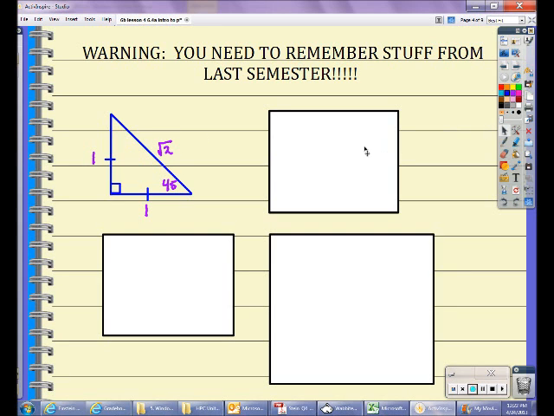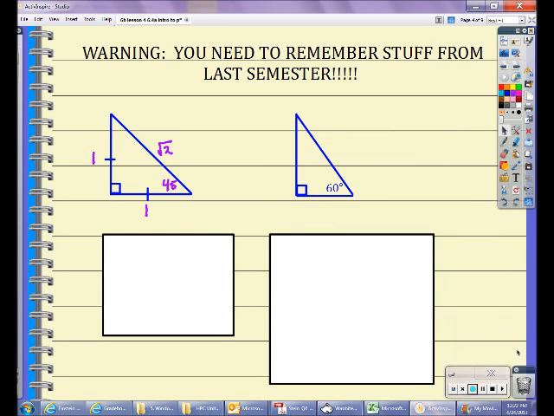You can do the same thing with a 30, 60, 90 triangle. Remember that across from your smallest angle, 30 degrees, will be your smallest side, 1. Across from your largest angle, 90, is your largest side, 2. And then across from 60 is going to be your root 3. Remember this from last semester?